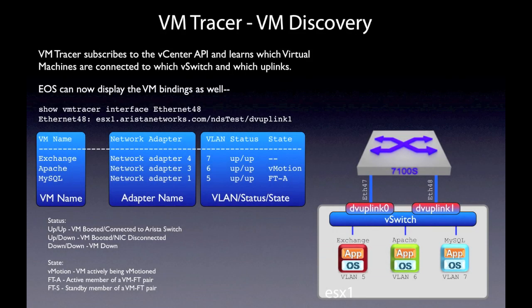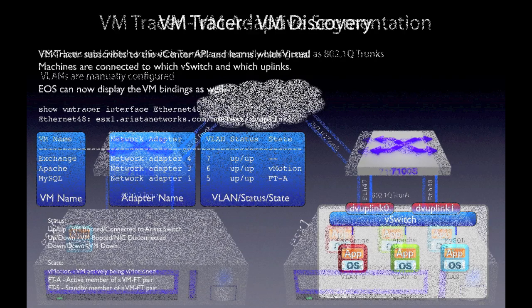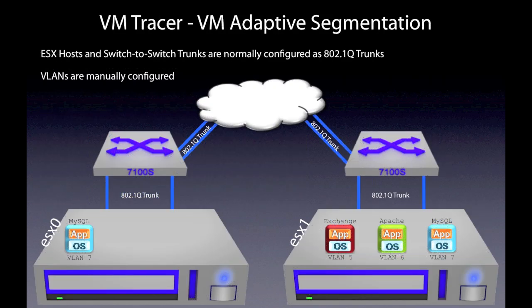In the EOS 4.5 release, we introduced the VM Tracer feature. VM Tracer helps integrate virtual machines into the physical network infrastructure. In a VMware ESX environment, VM Tracer uses the vCenter APIs to automatically discover which ESX hosts and virtual machines are on a given port in the network, allowing users to get better visibility into the network topology of their virtual machines. EOS 4.6 adds VM adaptive segmentation to the VM Tracer feature.